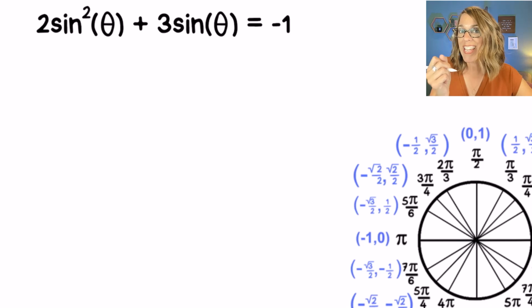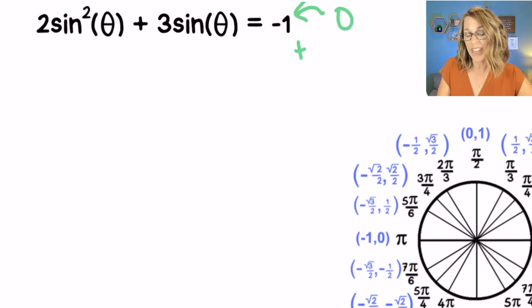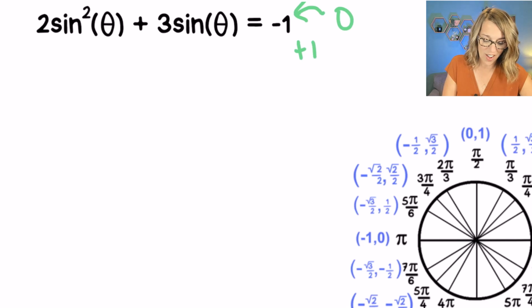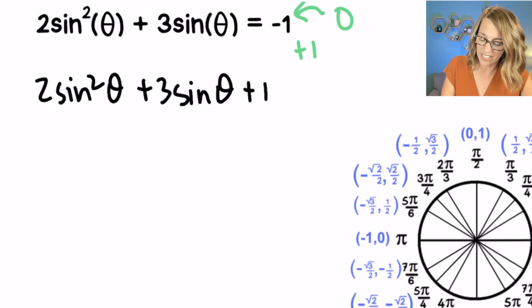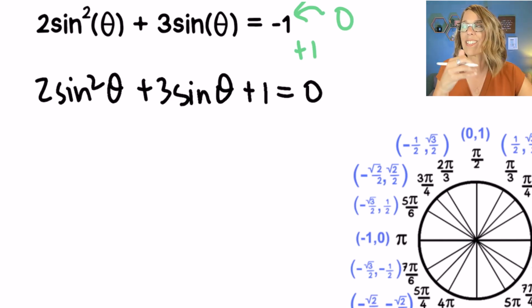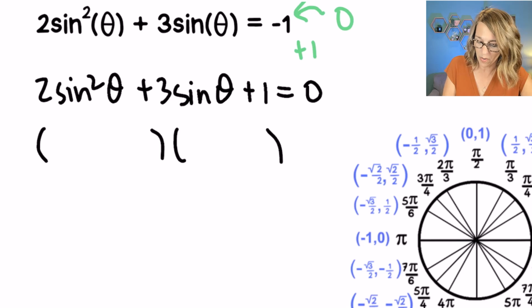I'm going to use factoring again for this example, but that means that I need a 0 right here. Let's go ahead and add a 1 to both sides so that we've got 0 on one side. This gives me 2 times sine squared of theta plus 3 sine theta plus 1 is equal to 0. Now this looks so much like a trinomial, right? It could have been 2x squared plus 3x plus 1. So I'm going to think of it that way, and I'm going to factor it into two binomials.